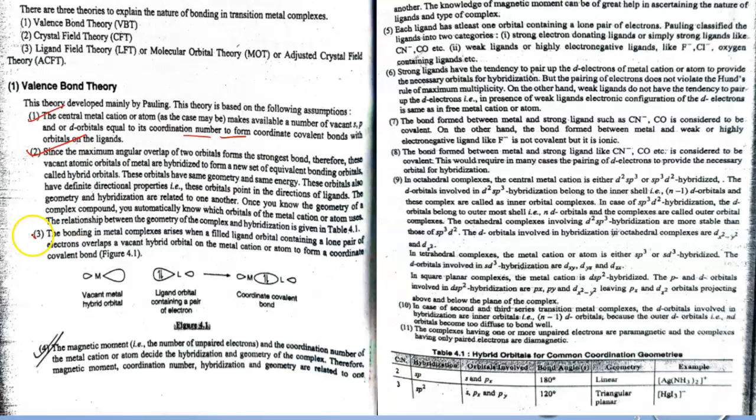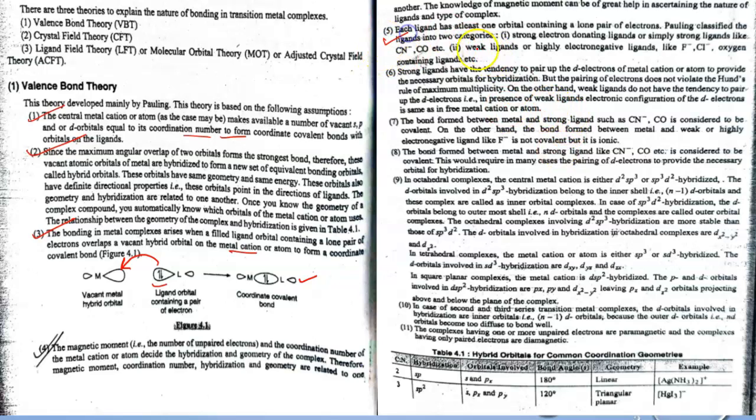Then the third point says the bonding in metal complexes arises when a filled ligand orbital containing a lone pair of electrons overlaps with the vacant hybrid orbital on the metal atom or cation to form a coordinate covalent bond like this, correct? Then using VBT you can find out the magnetic moment, the hybridization, the geometry of the complex, and its magnetic nature as well, correct? So that is another point.